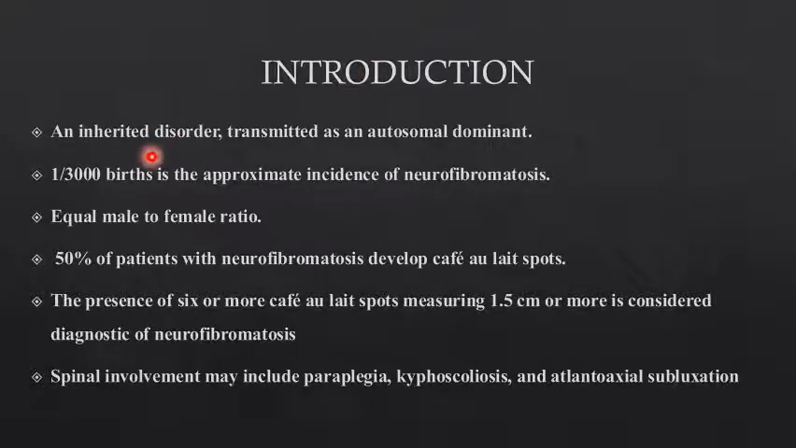Introduction. It's an inherited disorder. It is an autosomal dominant disease. 1 in 3000 births is an approximate incidence of neurofibromatosis. It has equal predominance in both males and females. 50% of the patients with neurofibromatosis develop capillary spots. Presence of 6 or more of these spots measuring 1.5 cm or more is considered clinically diagnostic of neurofibromatosis. Spinal involvement may include paraplegia, kyphoscoliosis, and atlantoaxial subluxation.